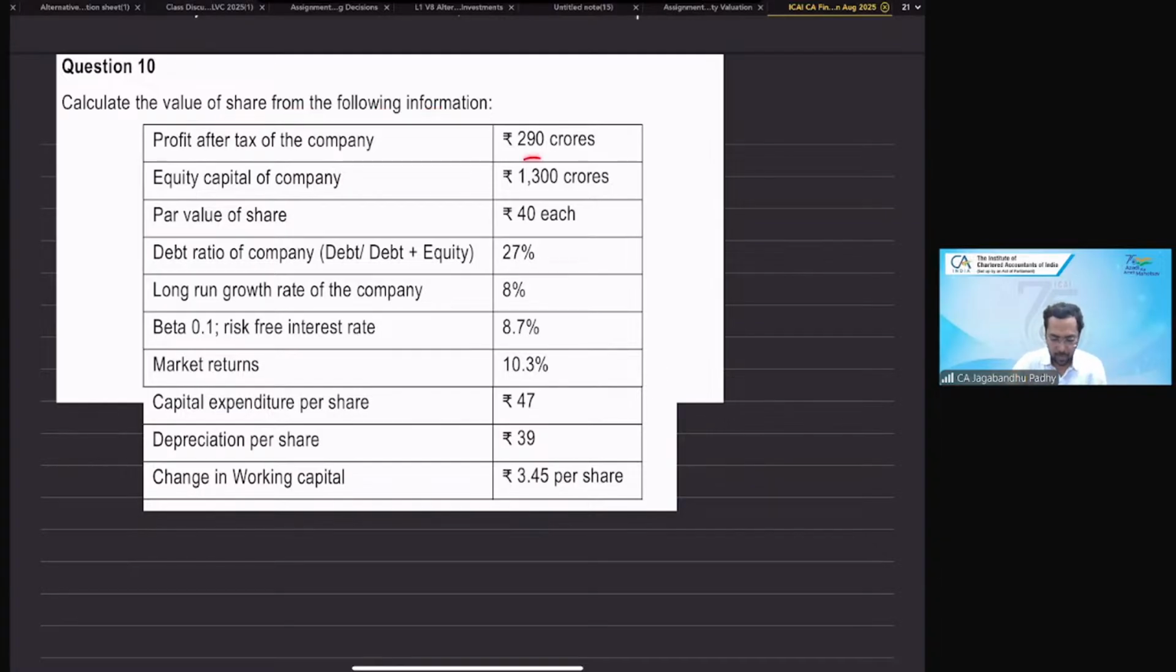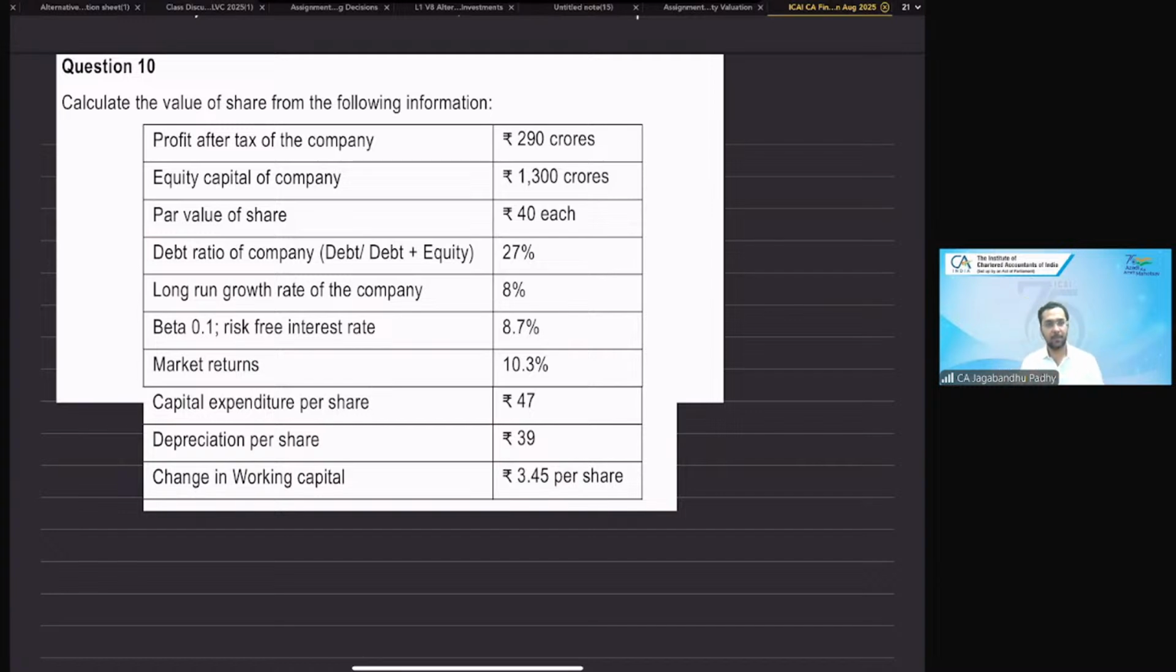So we have profit after tax, we have the equity capital of the company, par value or you can say face value is given to us. Debt ratio is given as debt upon debt plus equity, which is 27%. Long run growth rate of the company is 8%. Beta is 0.1. The risk-free interest rate is 8.7. Market return is 10.3. Capital expenditure per share. So remember, we have been given the CAPEX per share, which is 47. Depreciation per share is going to be 39. And change in working capital is 3.45 per share. So all the numbers are given to us in per share format.